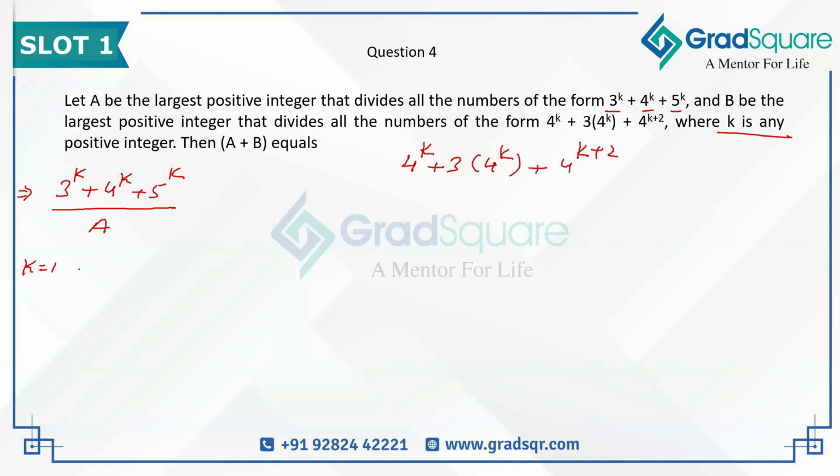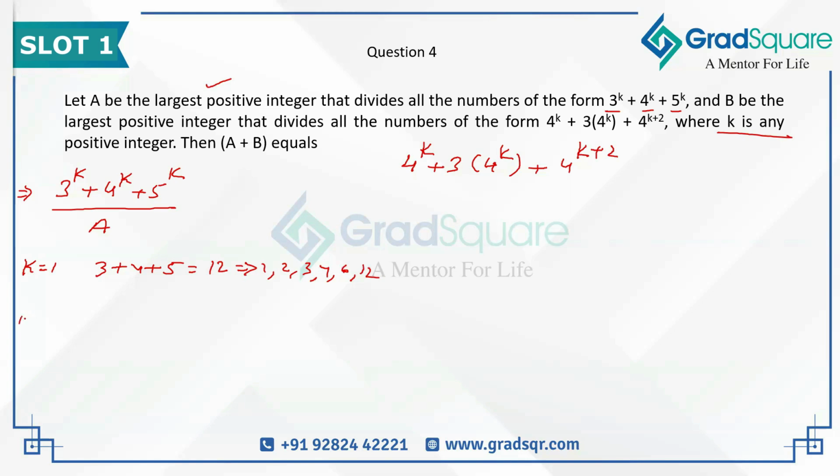If you look at k equals 1, the numerator will be 3 plus 4 plus 5. This gives me 9 plus 3, 12. And 12 has what factors? 12 has the factors 1, 2, 3, 4, 6, and 12. These are the factors, right? Because A is able to divide this particular number, A has to be one out of these numbers 1, 2, 3, 4, 6, and 12. A is the largest positive integer.